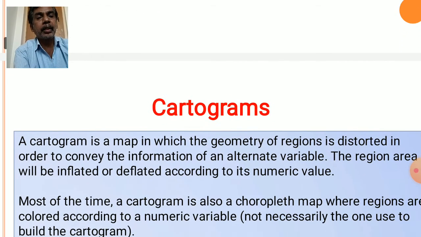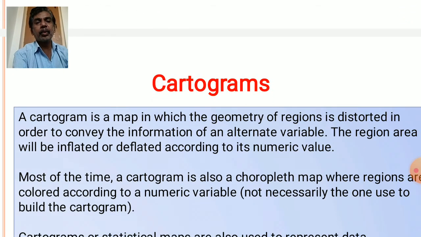Now, cartograms. A cartogram is a map. It is a map in which the geometry of the regions is distorted in order to convey the information of an alternate variable. So the region's area will be inflated or deflated according to its numerical value.